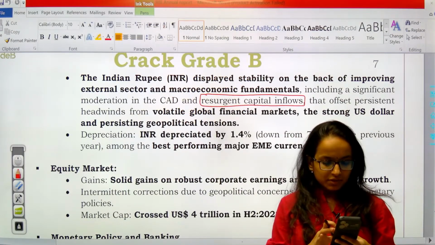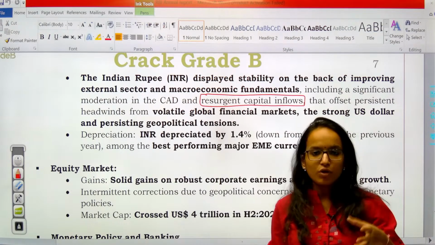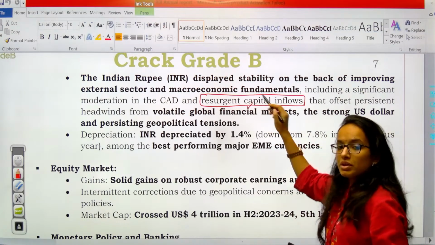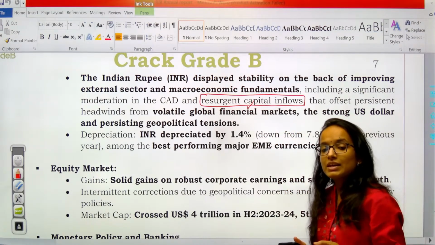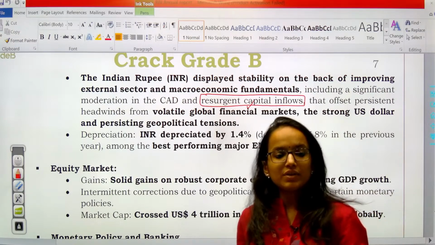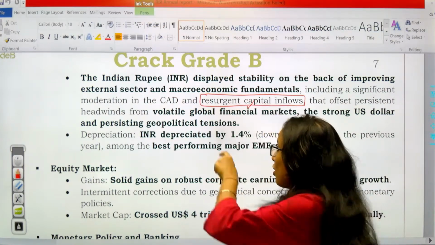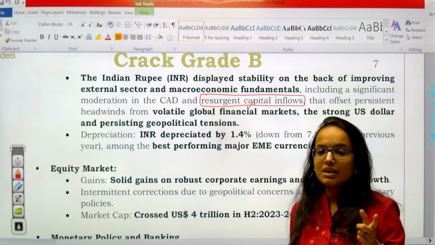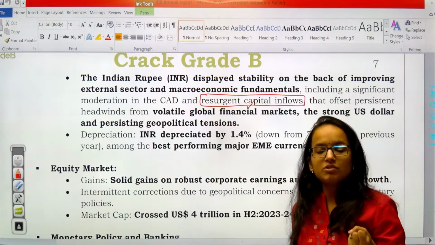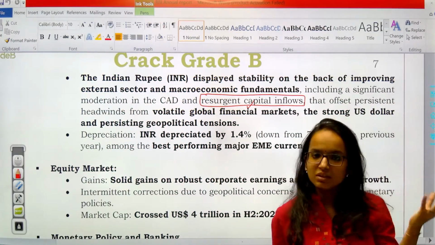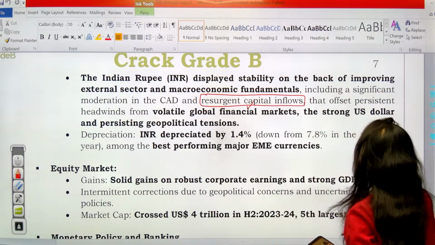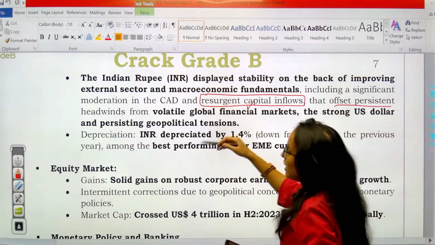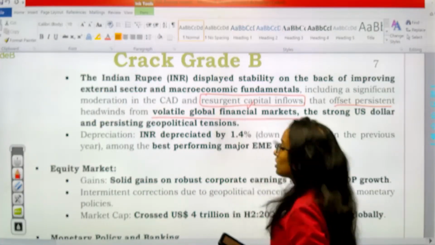India has been attracting foreign capital, so we have good inflows. Good inflows give us currency, right? So we have foreign currency. On the part of improving CAD, current account deficit, that is the first thing. Second, capital inflows, we are attracting more foreign investments in all forms, right? This is the thing that offset the persistent headwinds from volatile global financial markets.